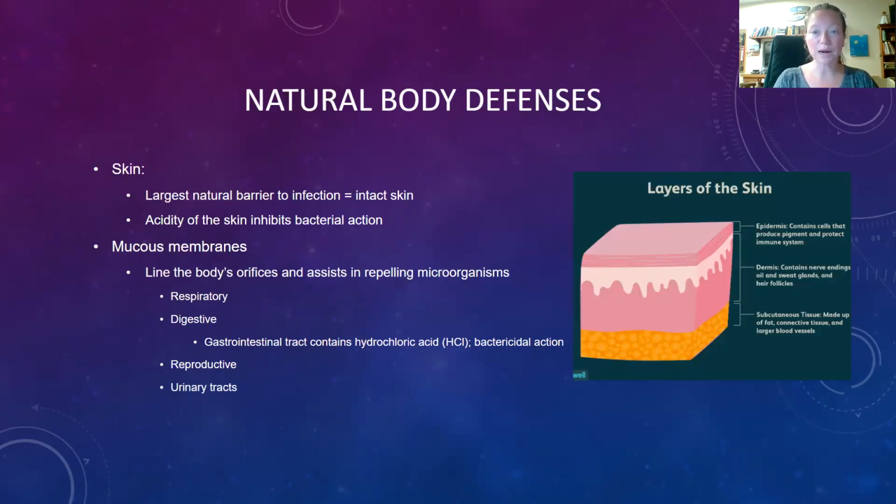We do have some natural body defenses, and as we get into I think it's chapter 5, we'll talk about some of these natural body defenses, especially in relation to the skin. But the skin is our largest organ. It covers all of our body. If it's intact, it's protecting us. Mucous membranes, these are the lining of any body opening, right? Our mouth, our nose, eyes, etc. These are here to protect us.